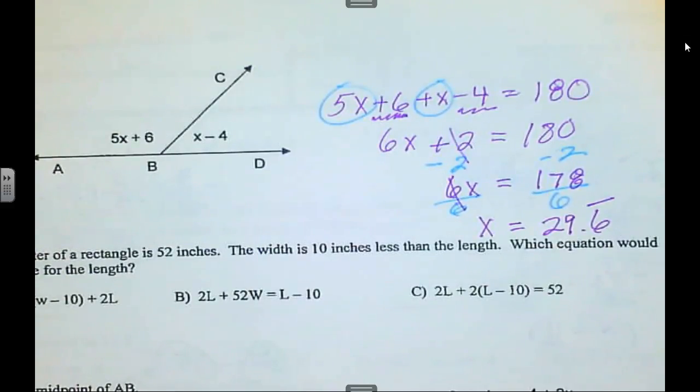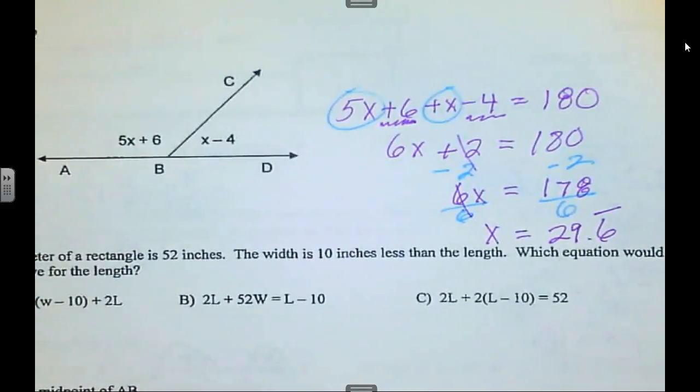Number 12 is kind of cool. We never really did one like that. If I never taught it to you, then I shouldn't test you on it. Yeah. What about midpoint? What do you know about a midpoint?